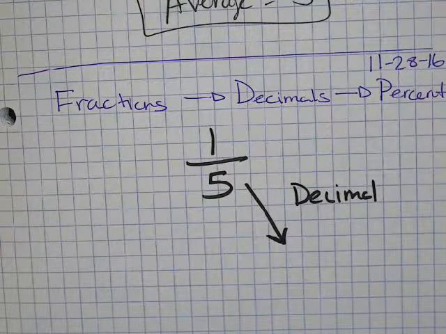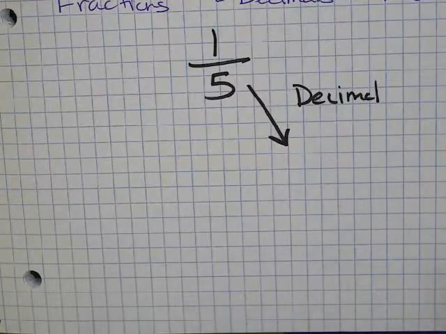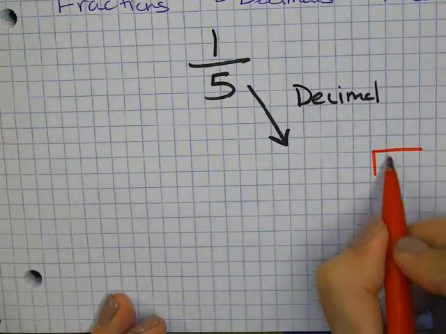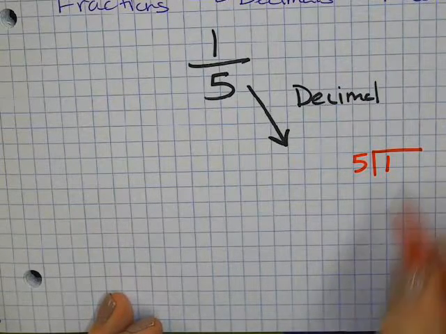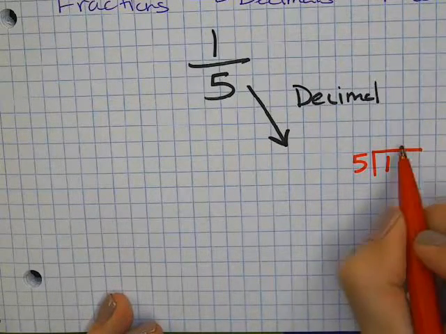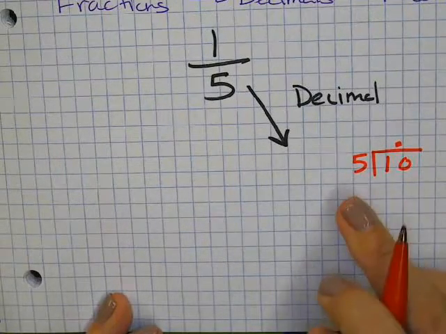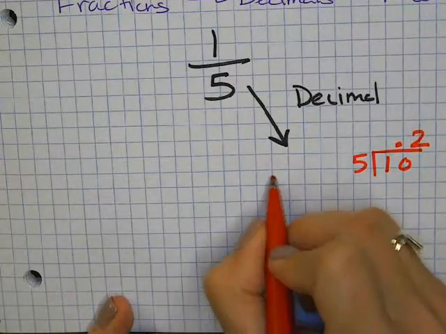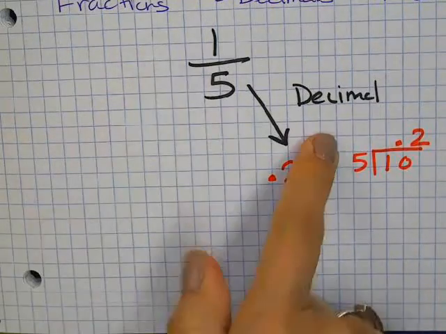How do I do it? Not what is it, but how. Jose? Yeah. So, question is, which number goes inside the division box? 1. What number goes outside? 5. Does 5 go into 1? No. So what do I have to do? Decimal. What else? Add a 0. How many times does 5 go into 10? 2. So my decimal is 0.2.